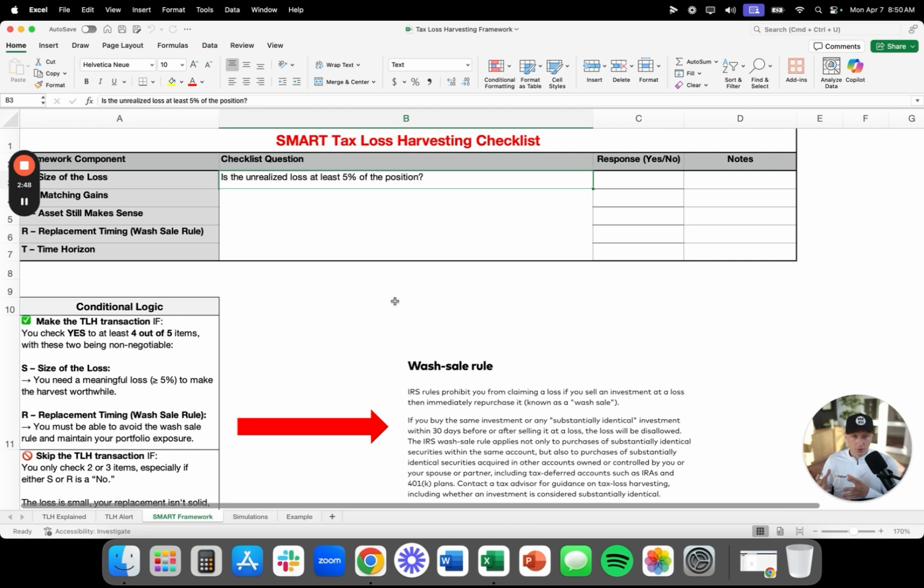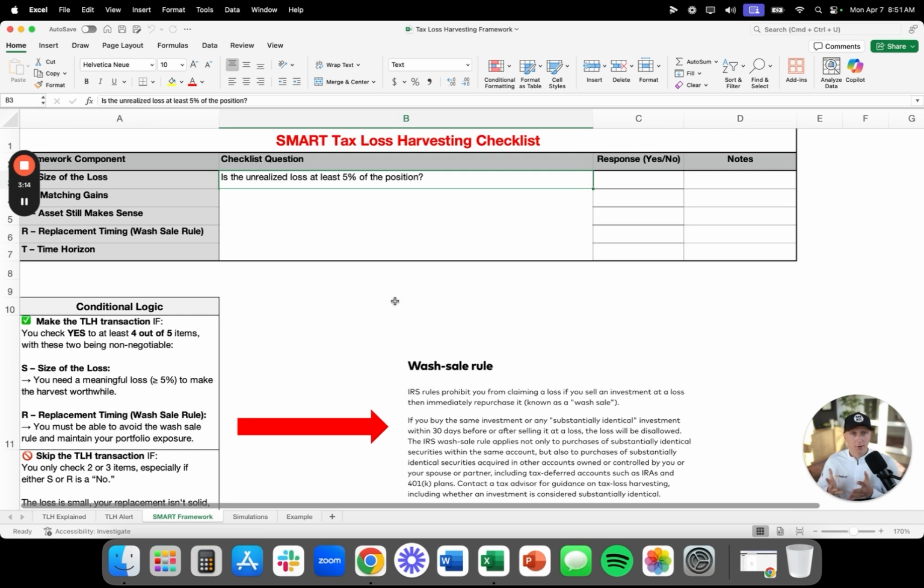Within those brokers, you select the actual accounts. You might have a 401k through work. You might have an IRA. Maybe you have a 529. Maybe you have a taxable brokerage. Maybe you have all sorts of small business retirement accounts. You have types of accounts, but within each one of those accounts, you have positions. Positions are index funds, ETFs, actual investment products. When I say is the unrealized loss at least 5% of the position, that is what I'm referring to.